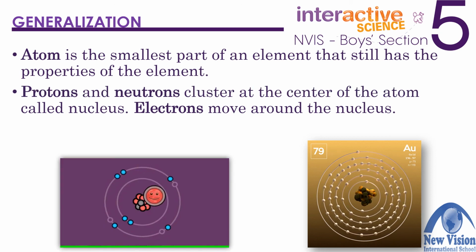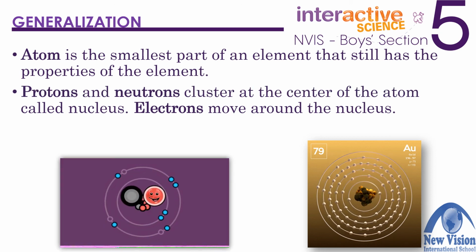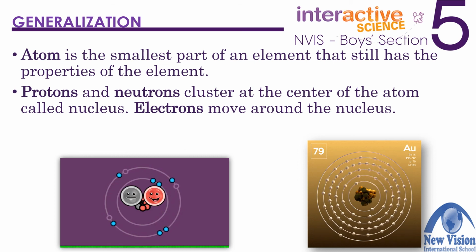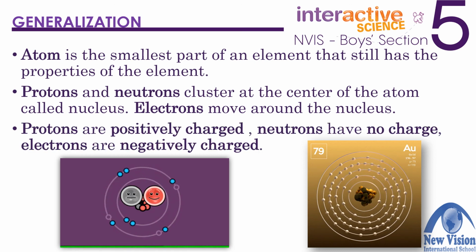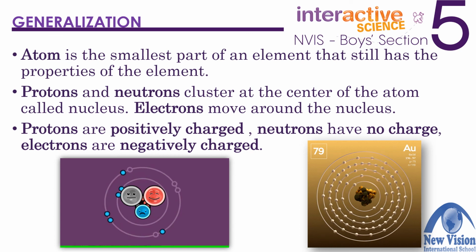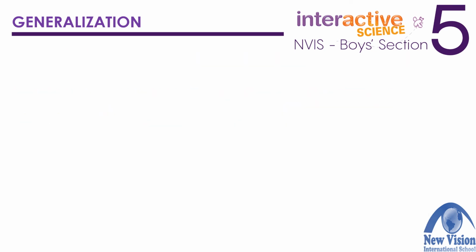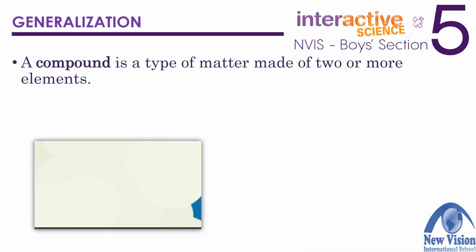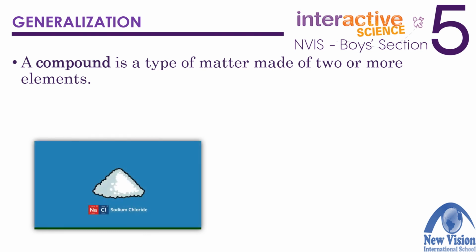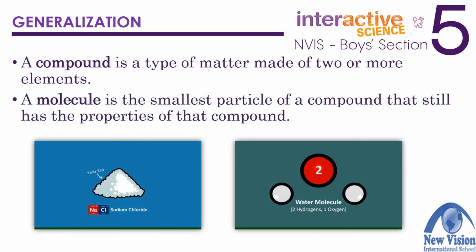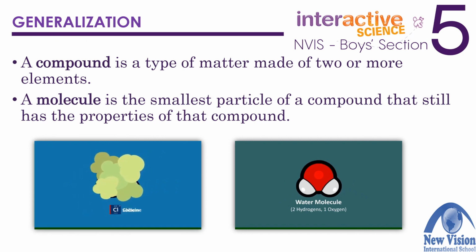Protons and neutrons cluster at the center of the atom called the nucleus. Electrons move around the nucleus. Protons are positively charged. Neutrons have no charge. Electrons are negatively charged. A compound is a type of matter made of two or more elements. A molecule is the smallest particle of a compound that still has the properties of that compound.